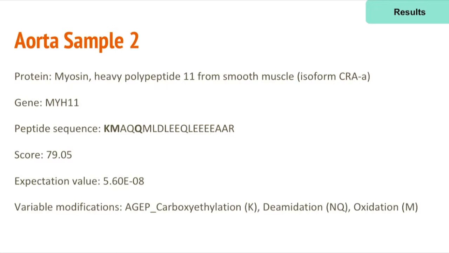A similar method of database search was applied for the second aorta sample. The data was filtered for highest peptide score and appropriate peptide variable modifications to attain the results. This slide shows the results obtained for aorta sample 2, which contains myosin from the gene MYH11. Modifications to the peptide include carboxyethylation, deamination, and oxidation.